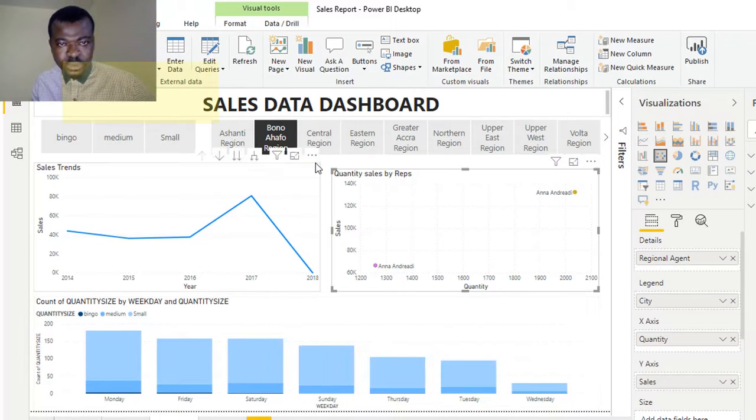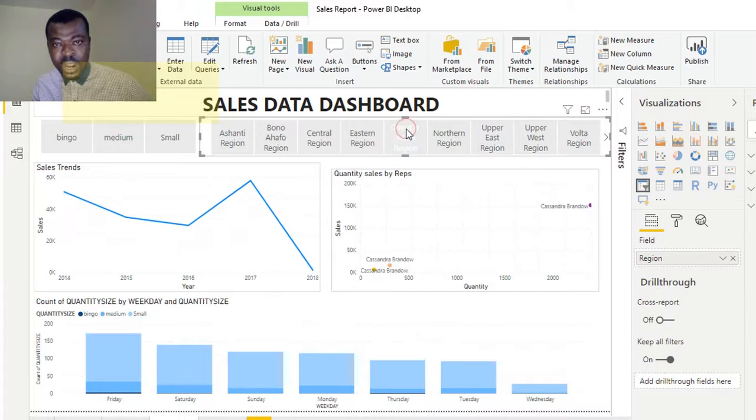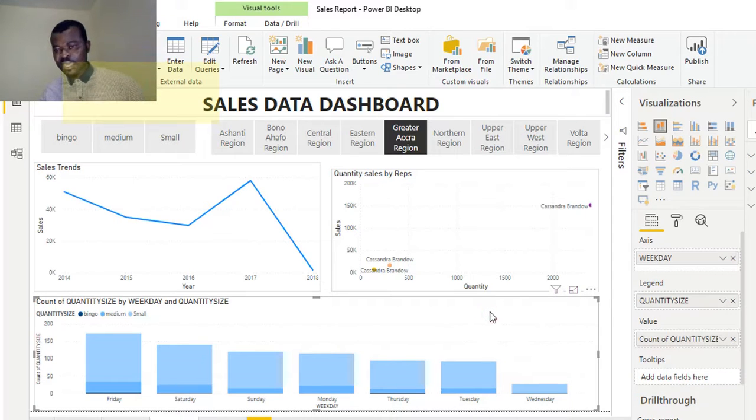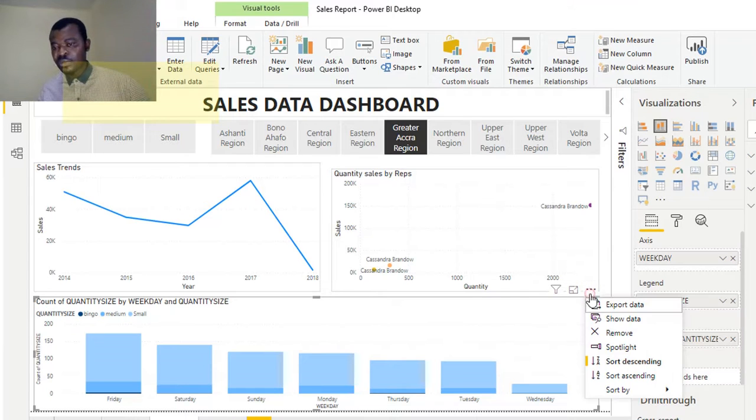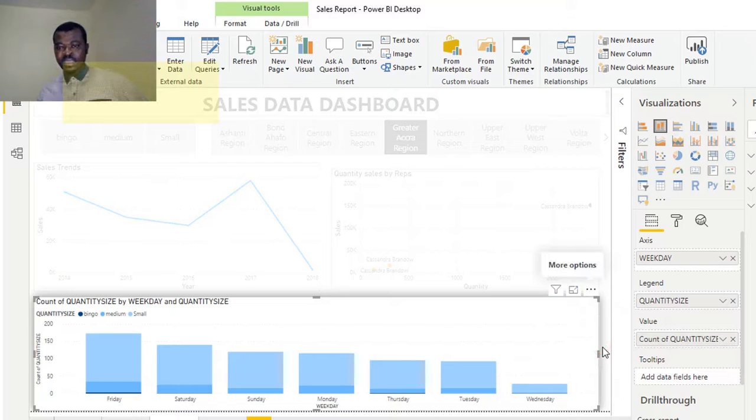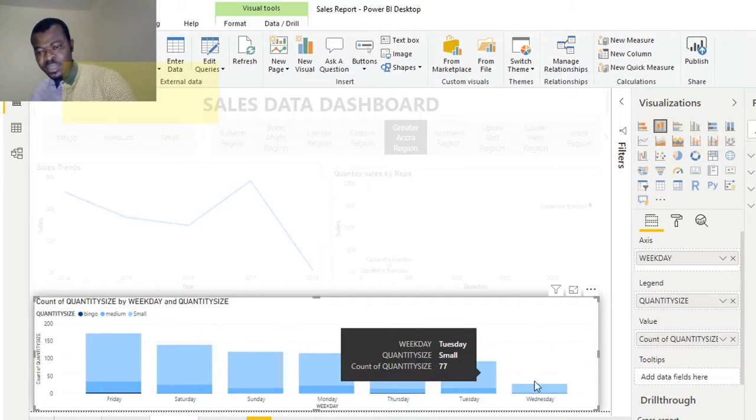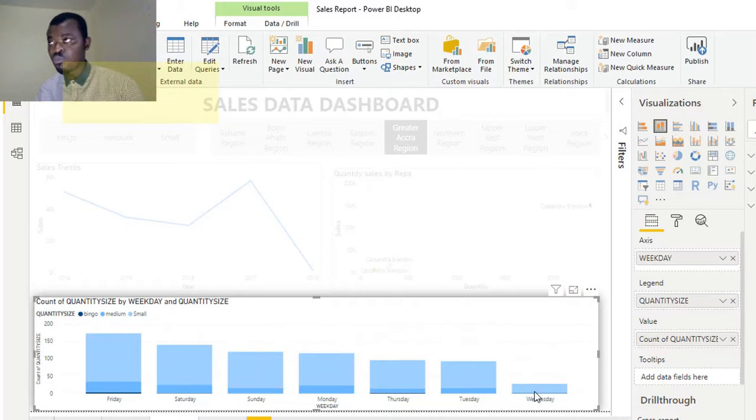If I want to highlight the Greater Accra weekly trends so that my people I'm presenting to can know, I just have to click on that chart and I move to the top right corner here where you see the ellipsis. You click on it and you can find Spotlight over there, and you can tell that everything here is grayed out and the weekly analysis is highlighted. So I can tell them that mainly on Wednesdays we don't do much sales, but it is on Fridays that we do much sales.